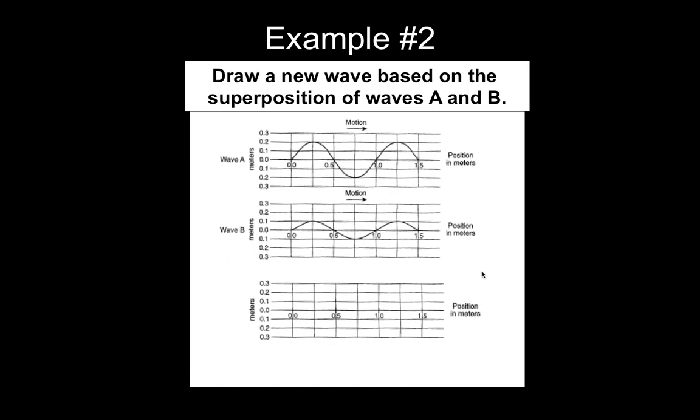If you look at example 2, we want to draw a new wave based on the superposition of waves A and B. The first thing we do is look at the wavelengths. Both waves have a wavelength equal to 1 meter. You know that because you start at 0, you have one pulse that's 0.5, and another pulse that's another 0.5. In order to have one wavelength, you need two complete pulses. So I have one whole wave that takes up 1 meter, and a half wave that goes to 1.5. So I know that I have 1.5 total wavelengths in this picture.